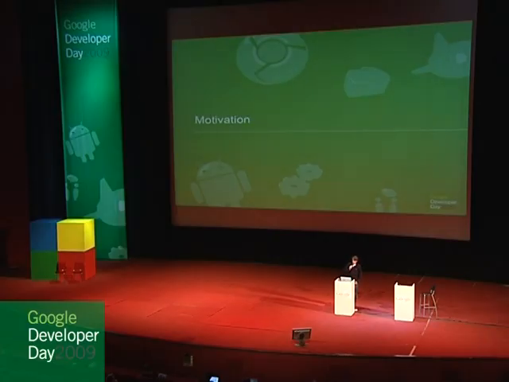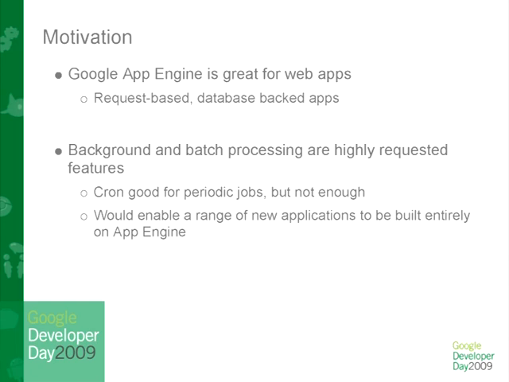So to get started, let's talk about the motivation. Why are we doing offline processing? Right now, Google App Engine is great for web applications. If you have a request-oriented, database-backed web application, App Engine works very well. But a lot of the time, people need to do more. They need to do batch processing. They need to do things in the background.